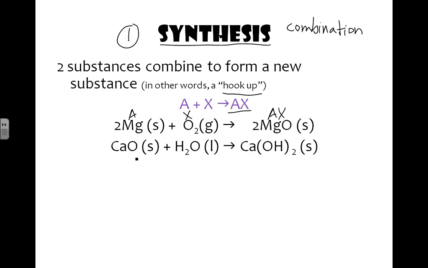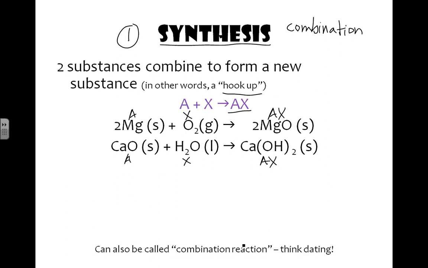For example, here we have magnesium and oxygen coming together to make magnesium oxide. Here we have calcium oxide and water coming together to make calcium hydroxide. So again, it can be called synthesis or combination reaction.